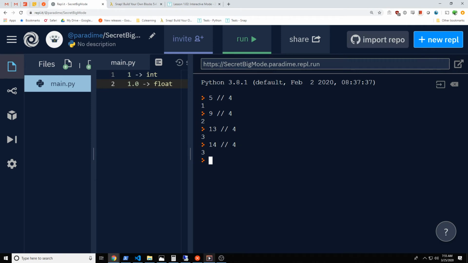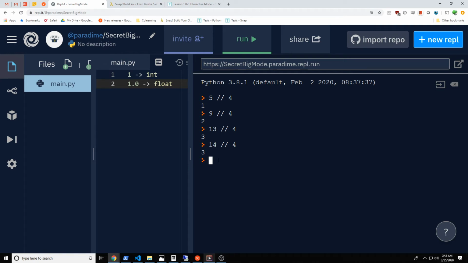So this double division will give us however many times 4, or the number on the right hand side, the number of times that it will go into the number on the left hand side. So how many times the number on the right hand side goes into the number on the left hand side. So if we remember it, it's like the number without the remainder.